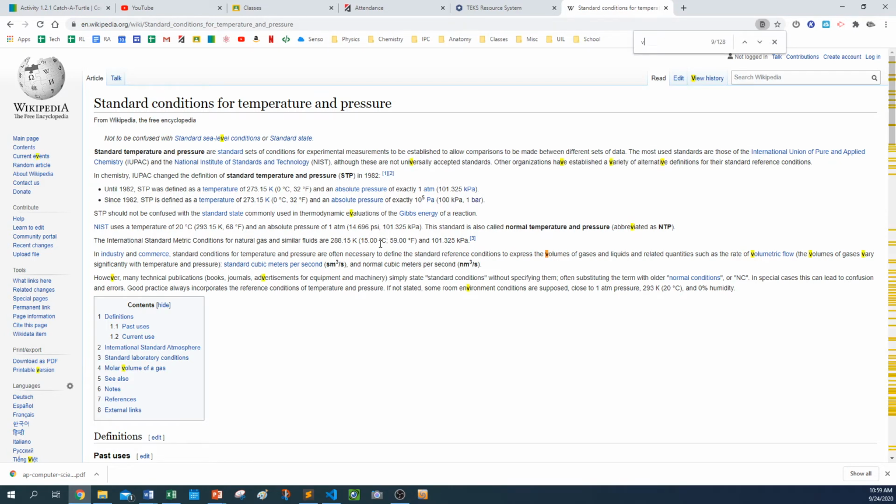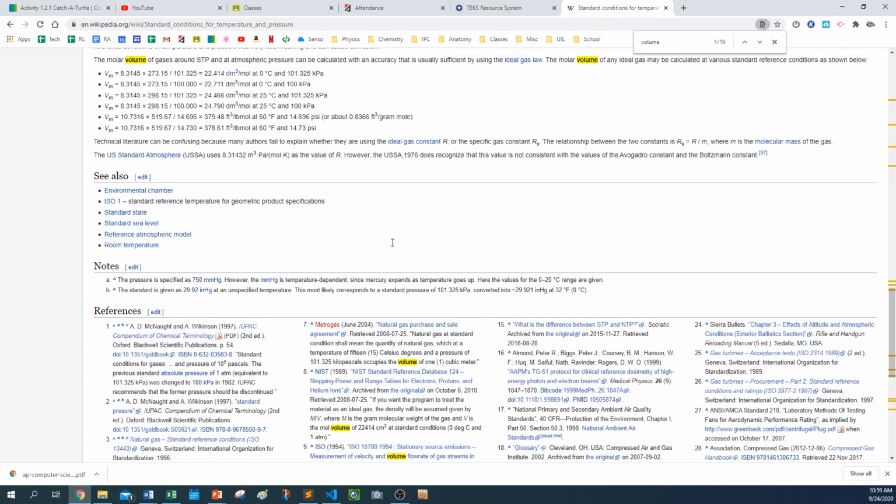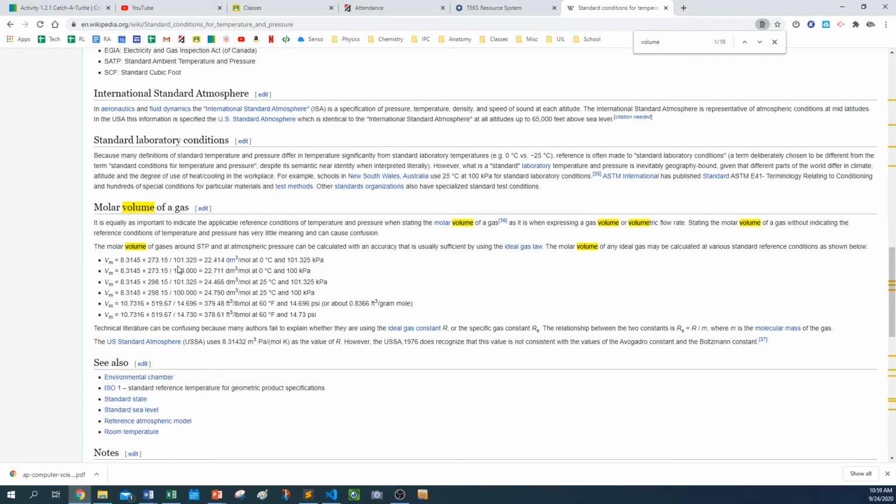Let's see if we can find volume on here. Molar volume. So 22.414 using the old definition. If we were to use the current definition, it would go up to 22.7. But these are standard values that they use. So for the one used in this class, 0 and 101.325 kilopascal, we do the 22.4.